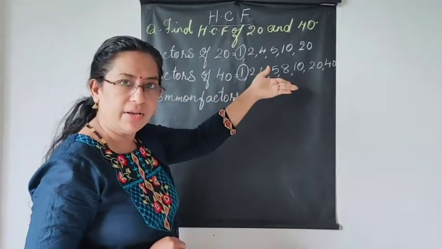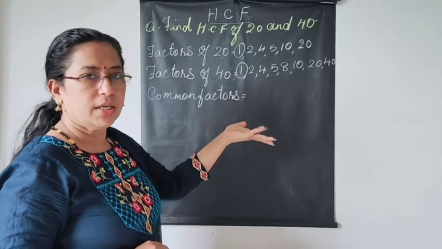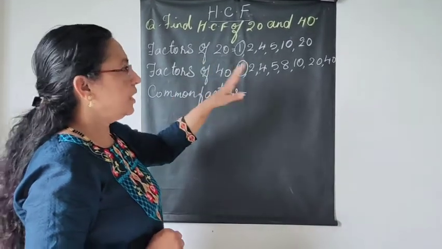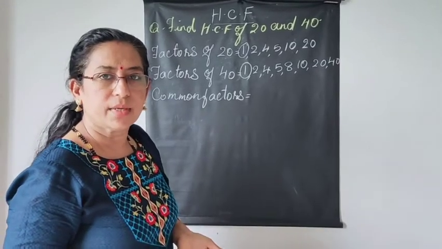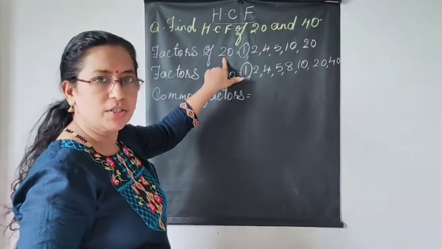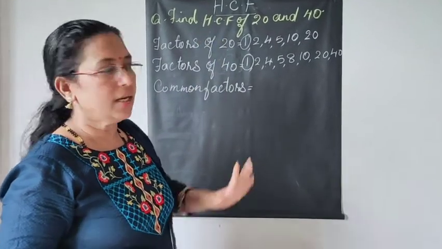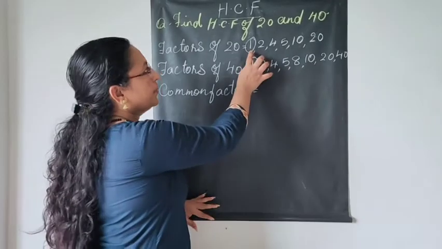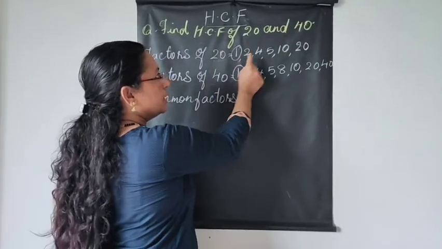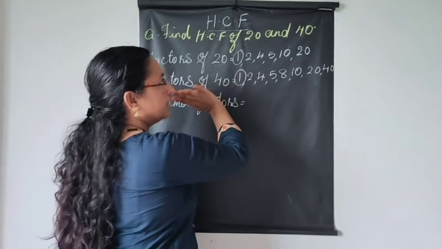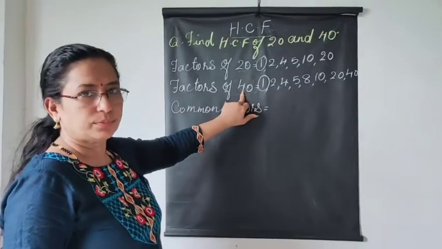Next number 7. 7 also we cannot take. 8. We cannot find 8 in 20's table. Next 9. 9 also not possible. Next 10. Yes, in the 10 table we can find 20. 10 2s are 20. Up to 10 you have to find out. Then we can check in this way. 1 20 is 20. 2 10s are 20. 4 5s are 20. Okay, this much only.